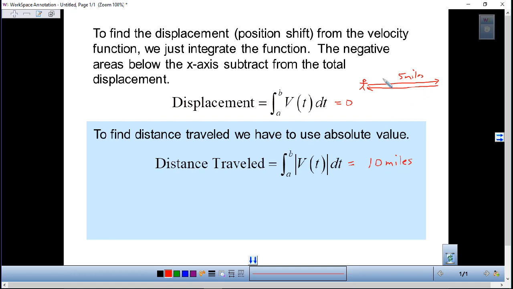So negative 5 miles out, negative 5 miles back is counted together. If you take the absolute value and you add this plus that, you get 10. Here there is no absolute value, so you add the 5 miles and you add the negative 5 and you get 0. So that's the difference between these two.